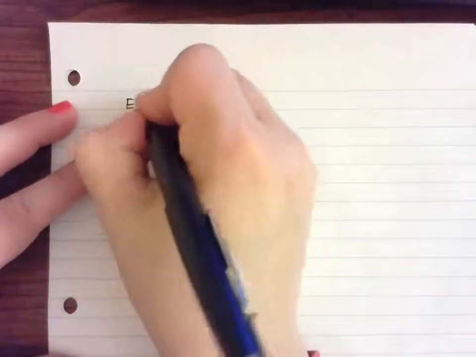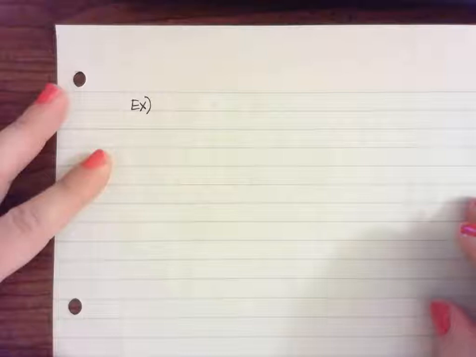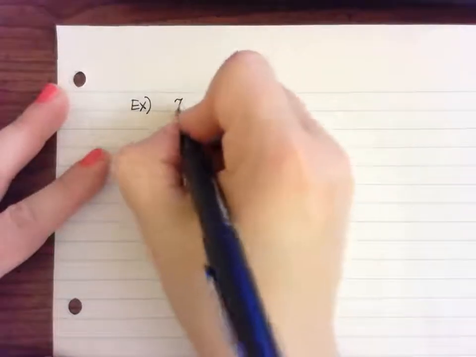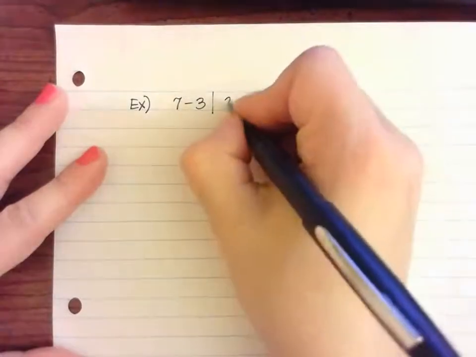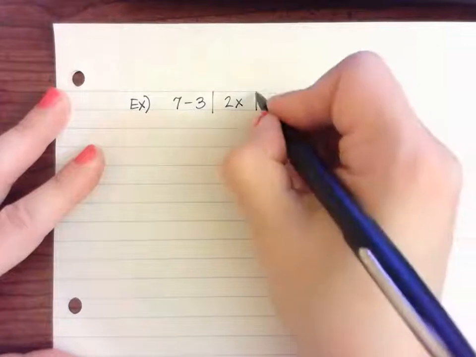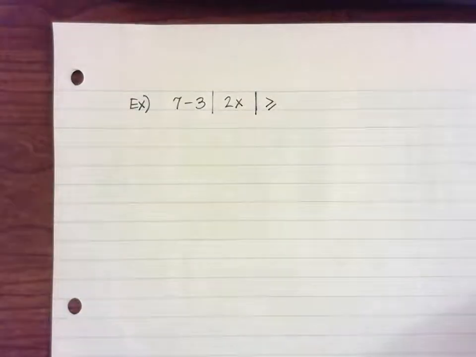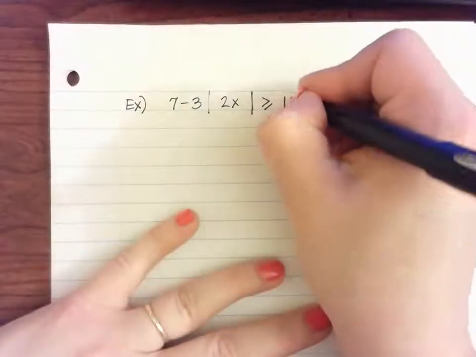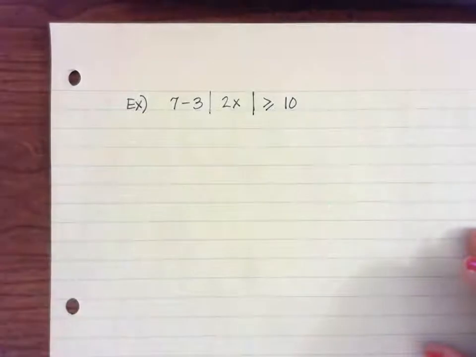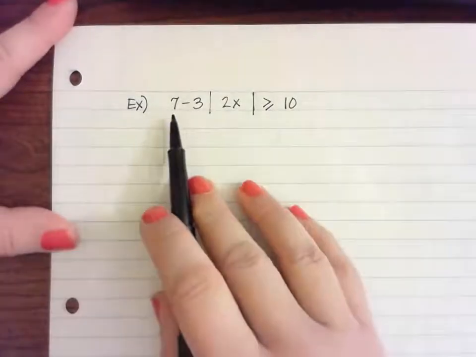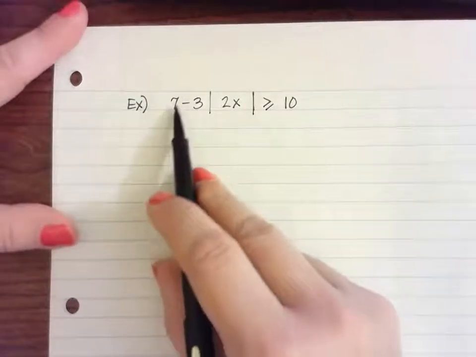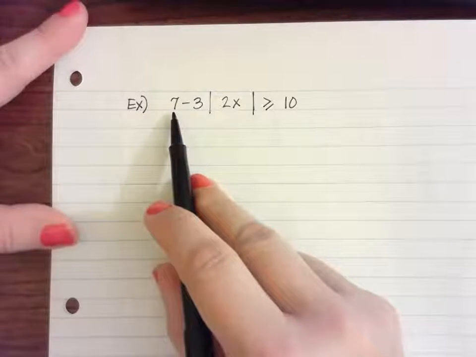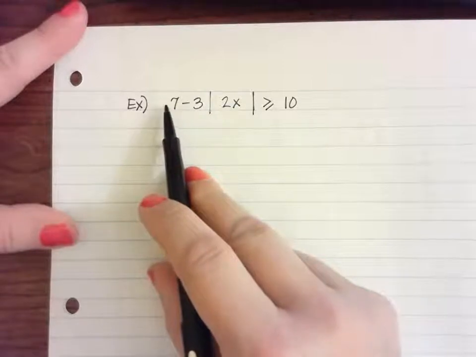Here's another example. Let's say that you have, how about 7 minus 3 times the absolute value of 2x, and that is greater than or equal to, how about 10? Okay? So we're going to do the same thing here. We need to take care of the 7 first. Now this, I noticed on the test, this is not a negative 7. This is a positive 7.